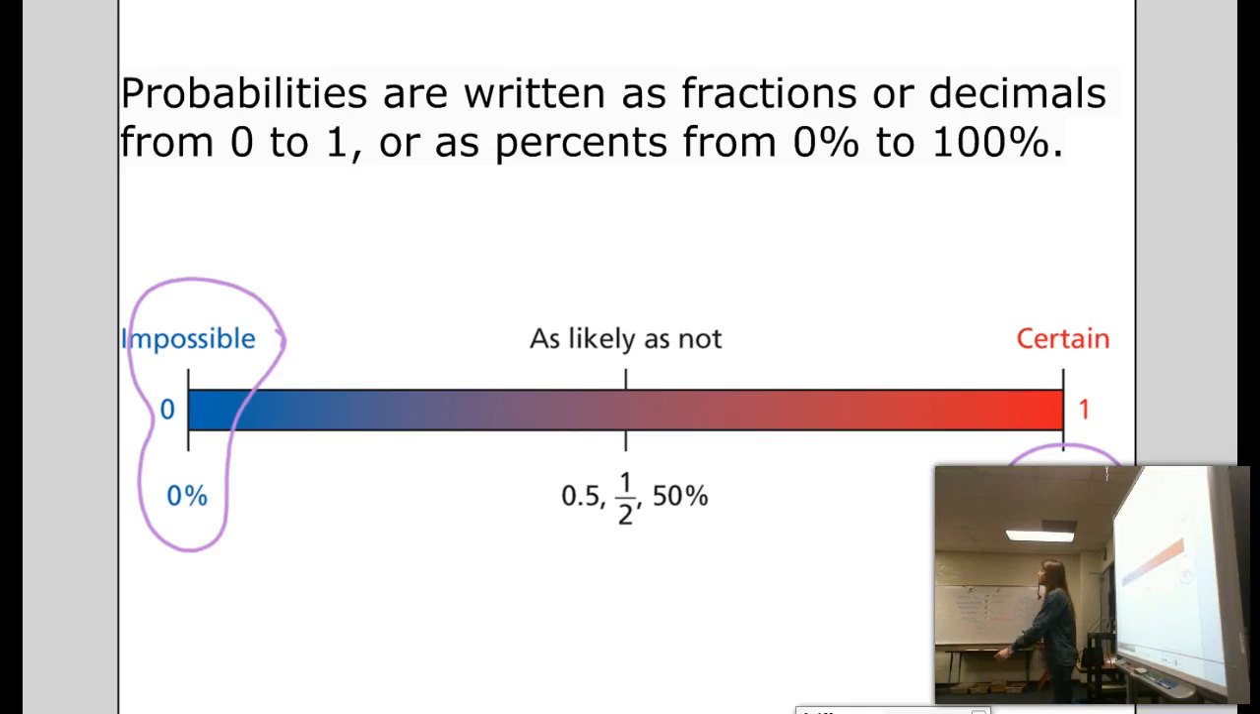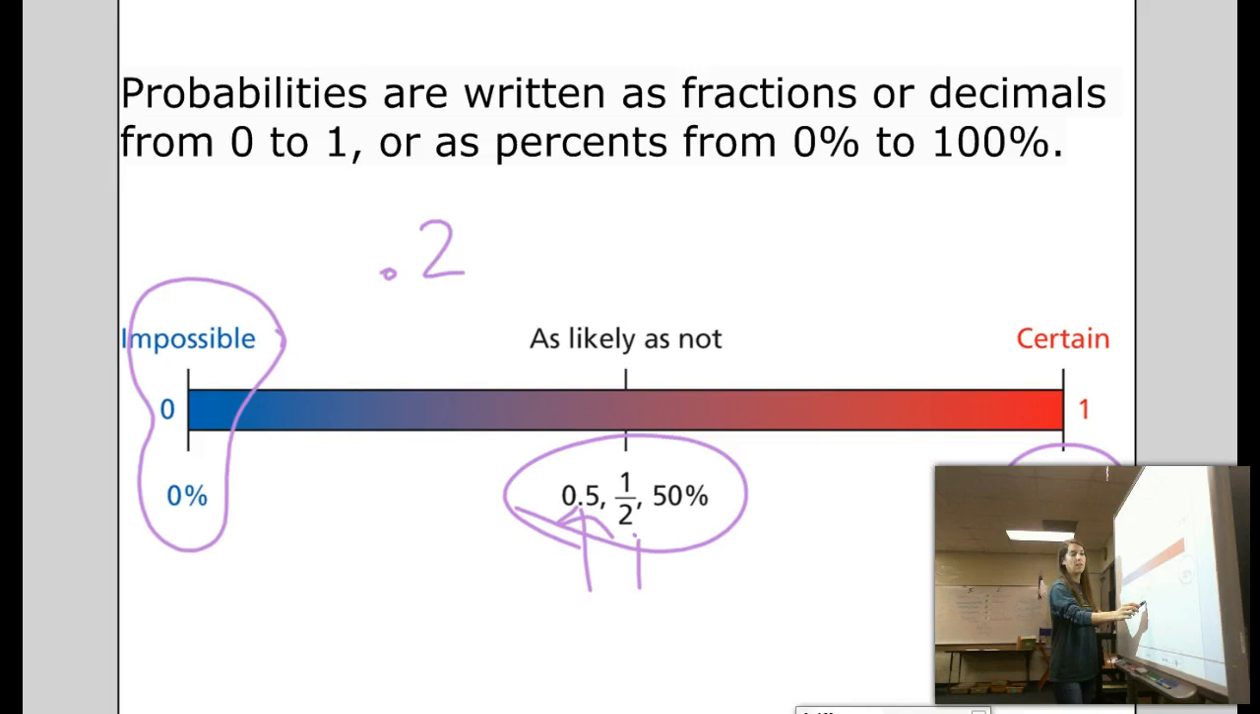But you can also write probabilities as a decimal. So just to let you know, if you're writing it as a decimal, like 0.2, the very highest that you can get would be 1. It has to be between 0 and 1. If you're doing a percent, it has to be between 0 and 100. Okay. Do you remember how to go back and forth between decimal, fraction, and percent?